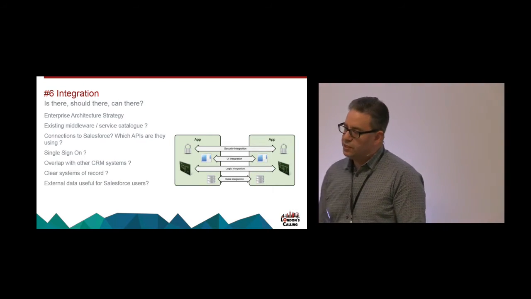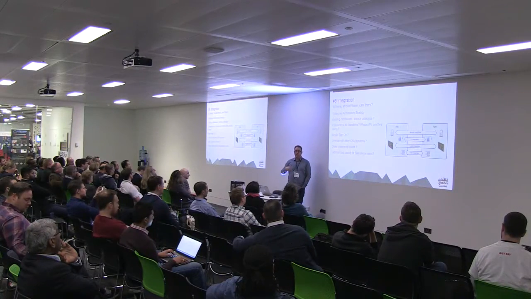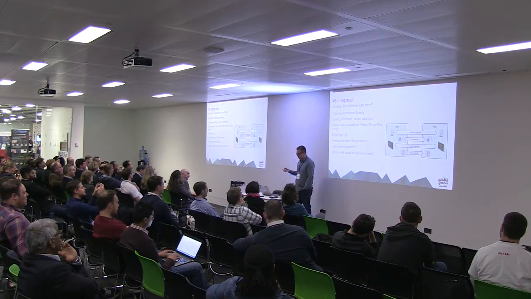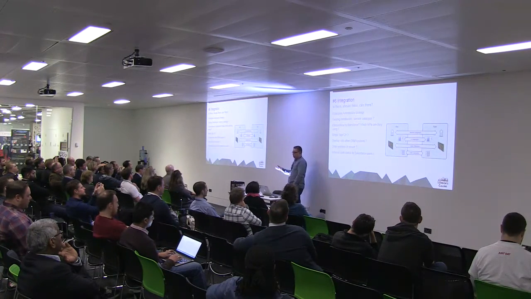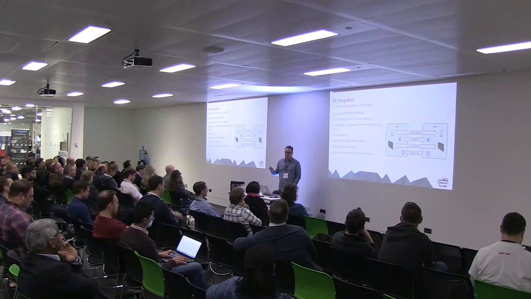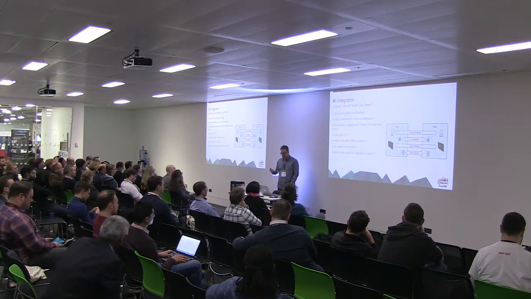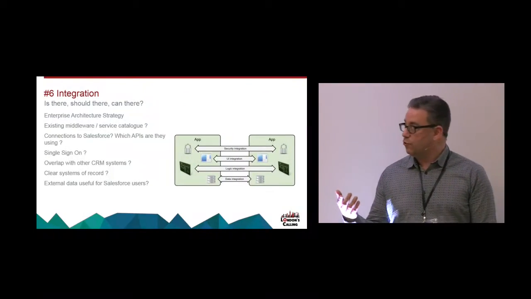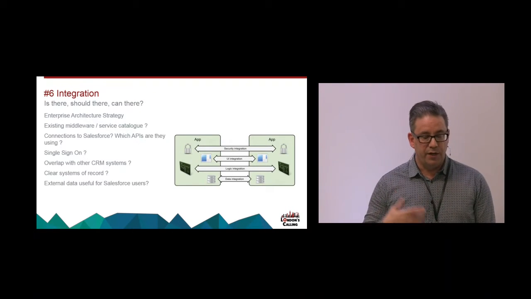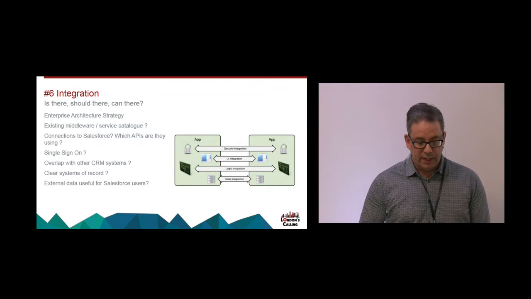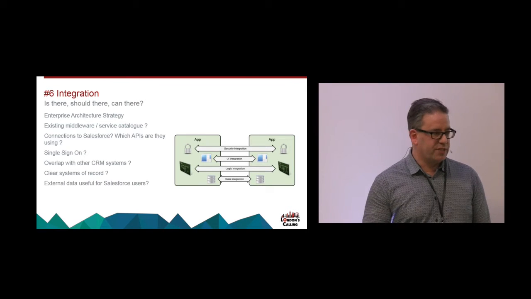Integration. So this isn't just when there is integration. Even if you don't have integration, you should look at this in your health check. So is there an enterprise architecture strategy? Is anyone thinking about this? If they are, there should be someone that is the data architect or someone that owns that part of it and owns the middleware solutions. If there is middleware, is there a service catalog for it?